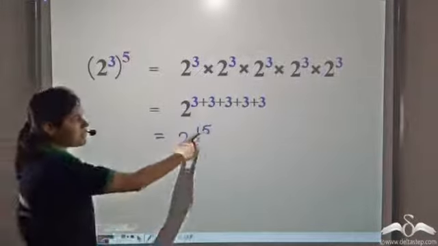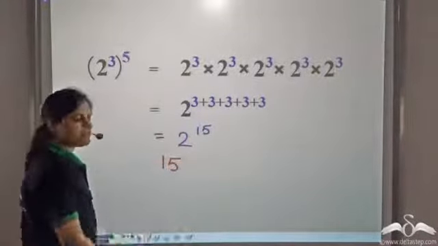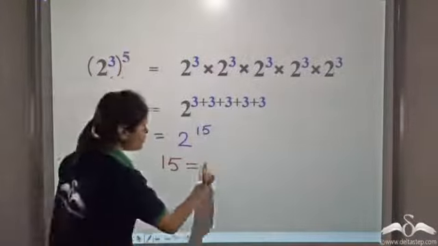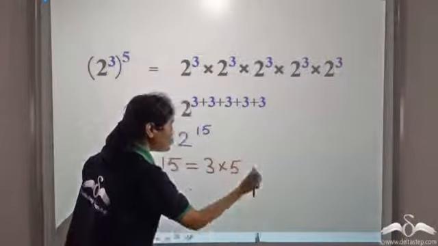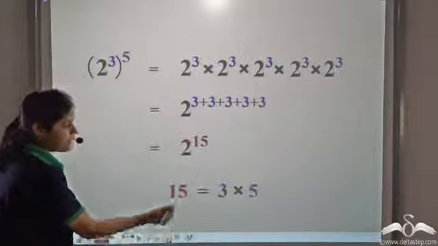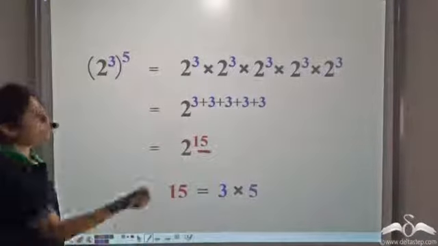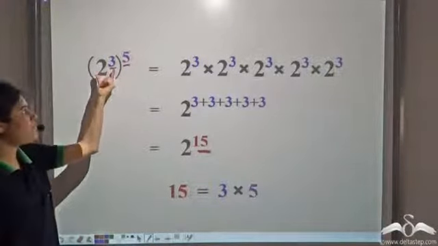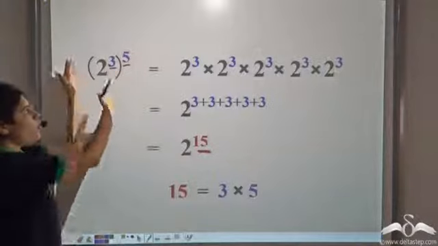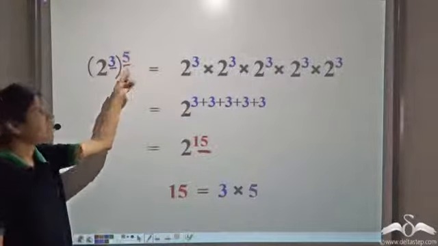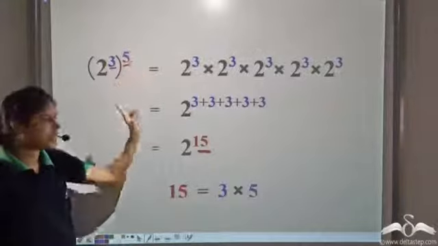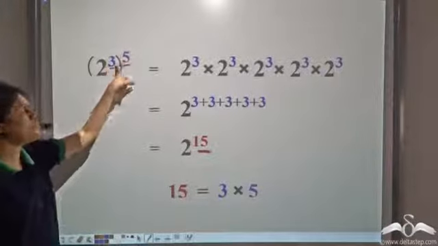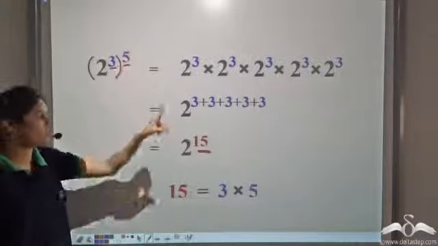Now notice that this 15 is equal to 3 into 5. So 15 is equal to 3 into 5. That is this power. It is the product of these two powers. So we can say that when we have an exponential number whole raised to the power, then we multiply these two powers. That is, the exponent of this number will be the product of these two exponents. So this is what we have.